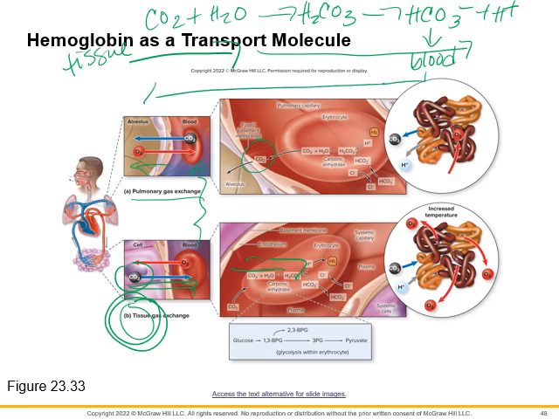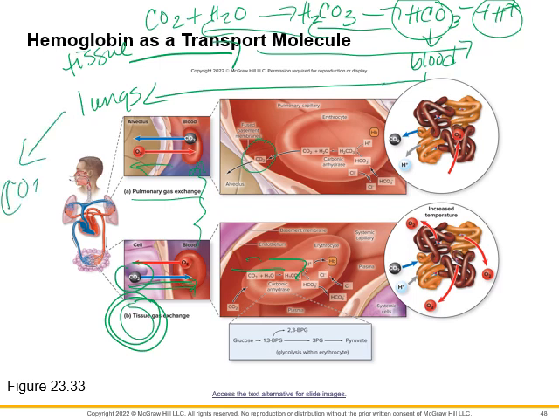When I get back to the lungs, I want to drive this reaction the other way. I want to take the bicarbonate, combine it with the hydrogen ion, turn it into carbonic acid, turn it back into water and CO2 because I have to exhale that CO2.